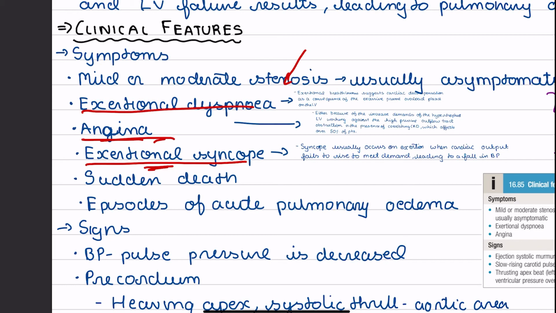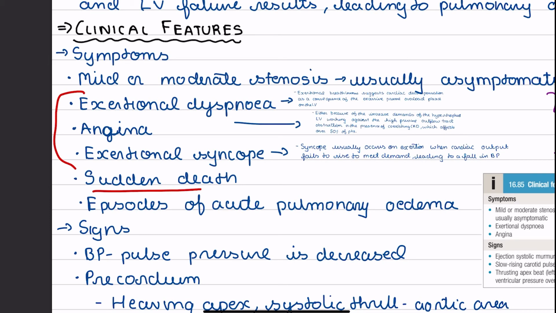So these are the three cardinal symptoms of aortic stenosis: exertional dyspnea, angina, and exertional syncope. The other symptoms may be sudden death or episodes of acute pulmonary edema. As I've said, why? Due to LV failure, it can lead to acute pulmonary edema.